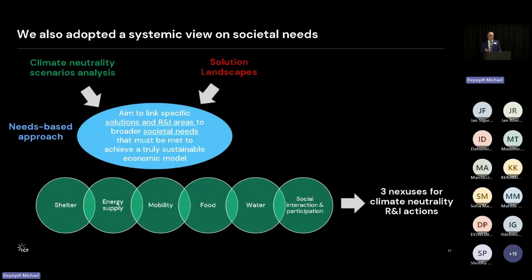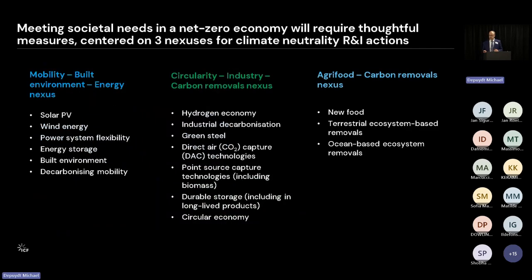Okay, so I've mentioned systemic thinking several times already. This is what we've done. We've taken the neutrality scenarios, and we've taken those solution landscapes, and we've sought to link them into the broader societal needs. So you started to see that starting to come through in the solution landscapes, that this is very much considering the basic needs and societal needs at the bottom. And that leads us to 3 particular nexuses for climate neutrality. So you take the solution landscapes and you can reclassify them into these 3 nexuses.